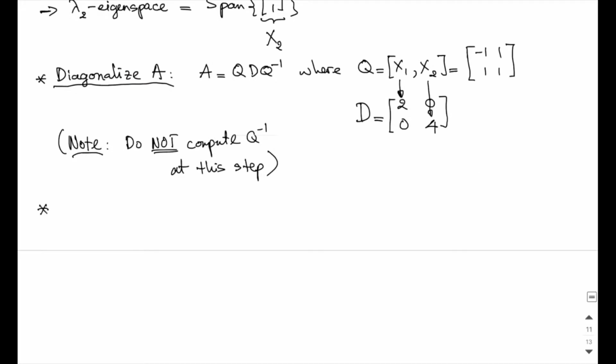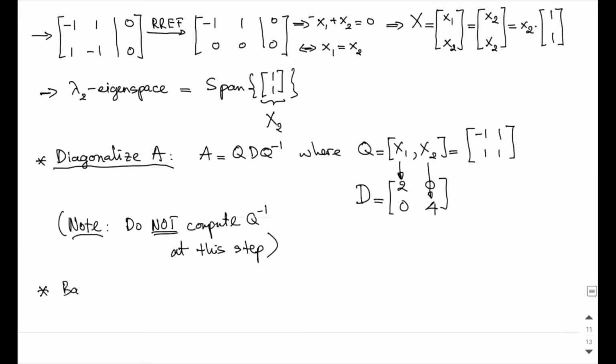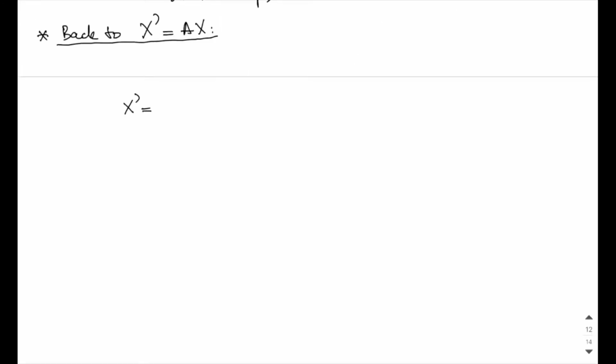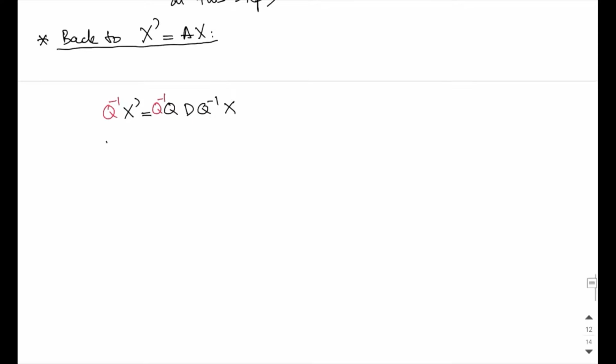All right, so back to the system of equations. Capital X prime equals A X. Now A is Q D Q inverse. So I'm going to multiply Q inverse to both the left and the right hand side. This is going to give me Q inverse X prime equals, this is going to be the identity matrix, so I'm not going to write it again because multiplying by the identity matrix is like doing nothing. So D Q inverse and X.